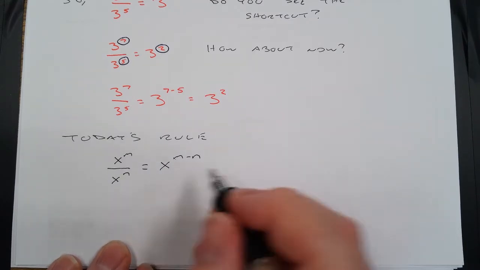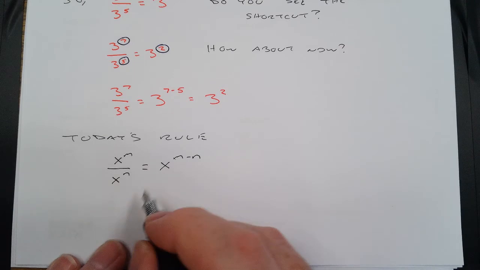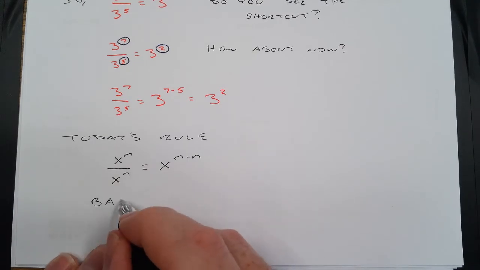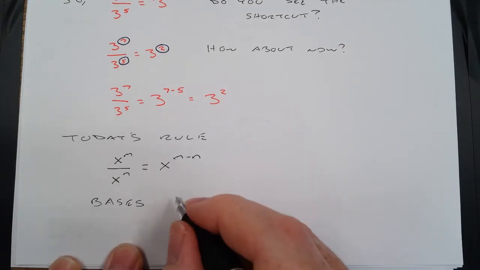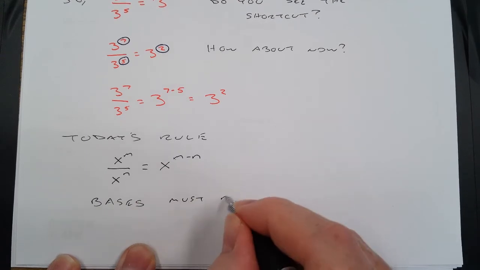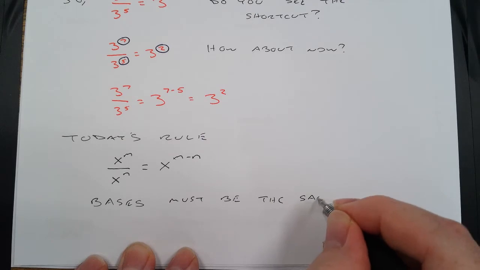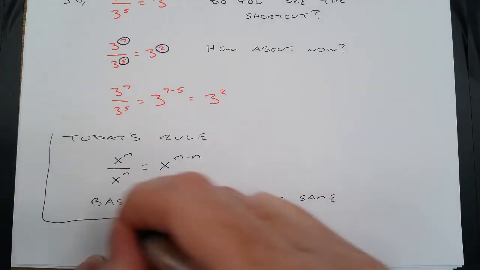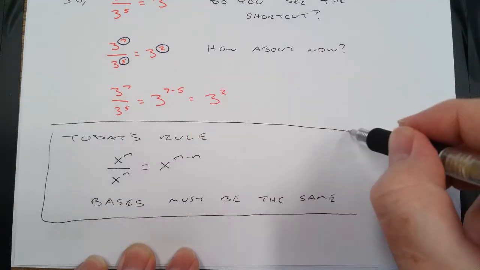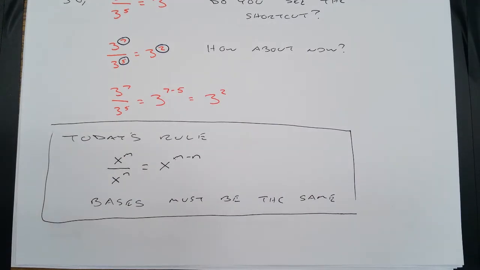Subtraction, the order matters. Also remember that when we divide, just like when we multiplied, the bases must be the same. Just like yesterday, the bases must be the same. So that's another rule you have. So we have two rules. The first rule was that multiplying bases, we add the exponents. Dividing bases, we subtract the exponents.